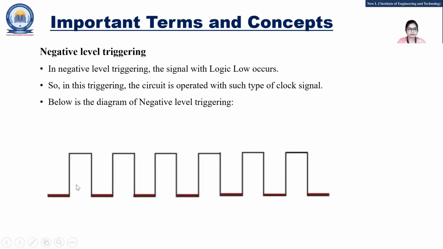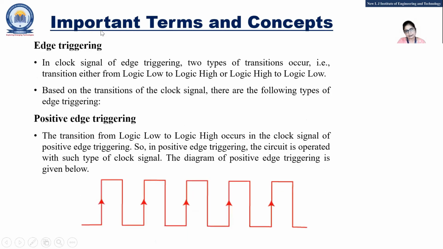In the negative level triggering, at this low level, you can see here, this is the dark part, at this level only, the output of the circuit will trigger, or we can say the output of the circuit will change its state. So this is known as negative level triggering.